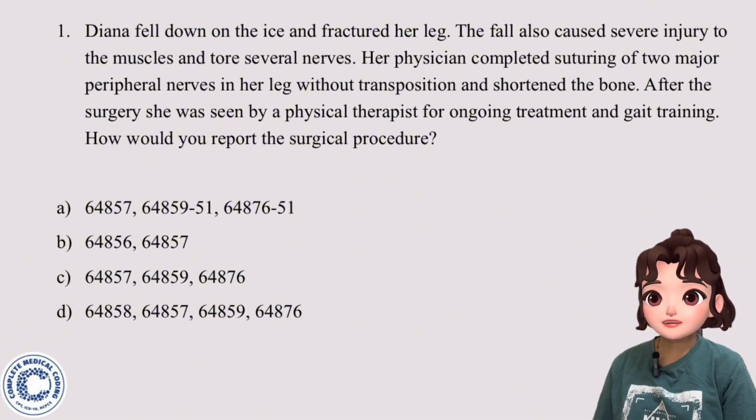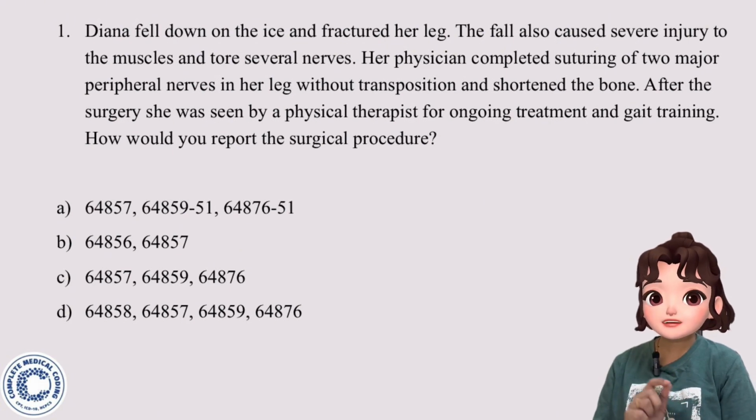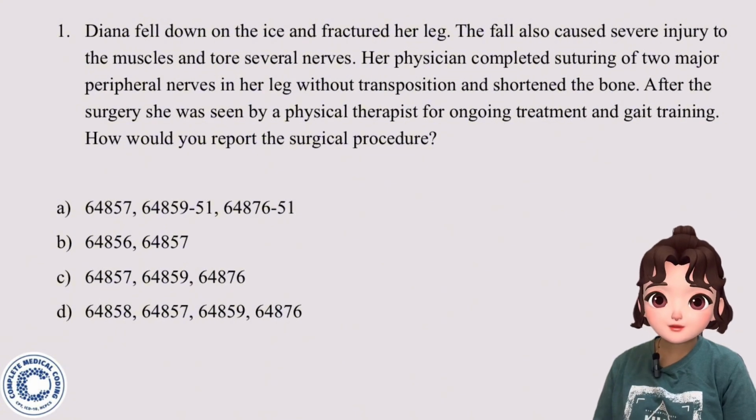Now, what is the next CPT? 64859. 64859 is suture of each additional major peripheral nerve, list separately in addition to code for primary procedure. Actually, for the code 64857, what is the exact description? Suture of major peripheral nerve. It's not nerves, it is nerve. So that code we will use for one nerve. Here, two major peripheral nerves have been sutured in the question.